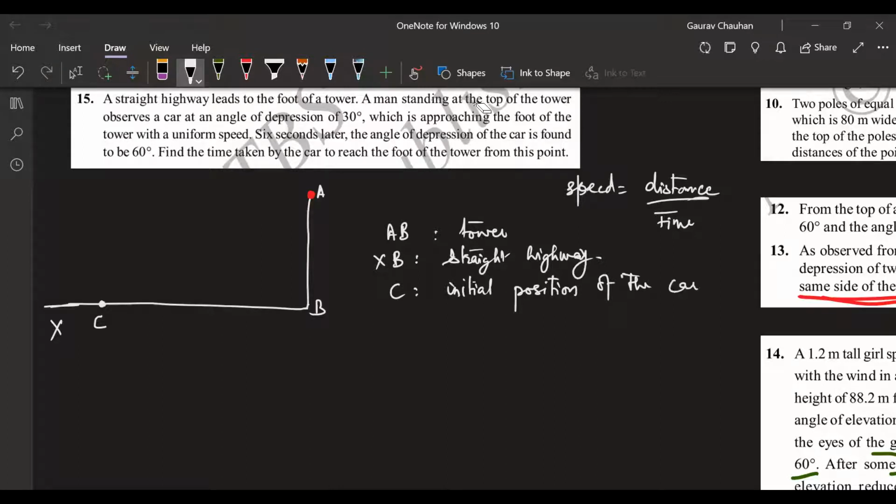All right. When the car was at C, what did the man notice? The man looking down upon the car, the man is at A, okay? The man looking down upon the car noticed that the angle of depression is 30 degrees. So this is my angle of depression here. It's 30 degrees that the man is noticing, okay?